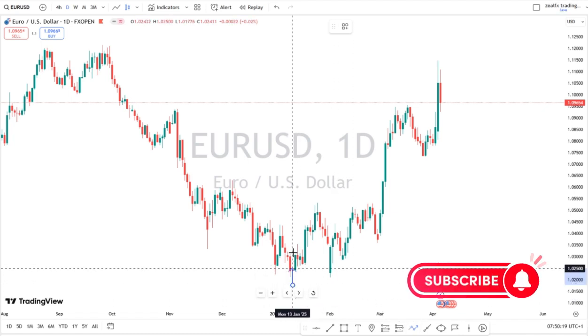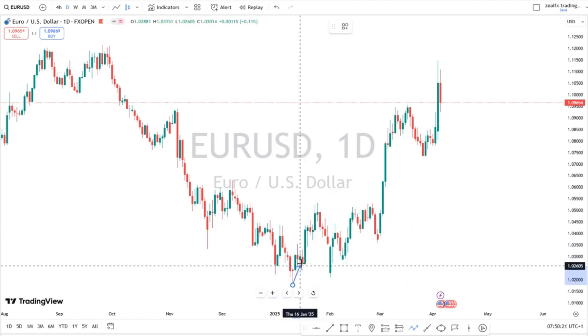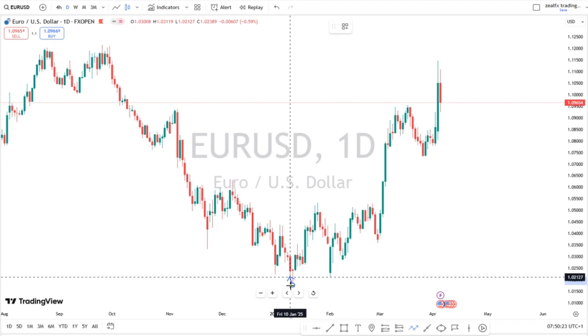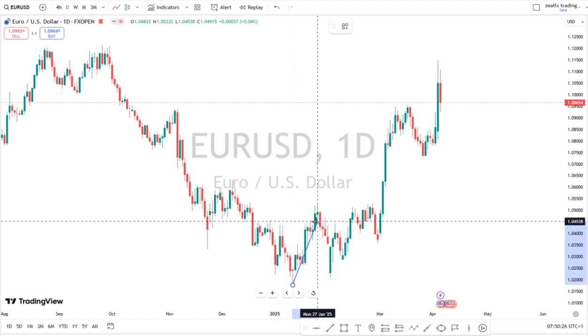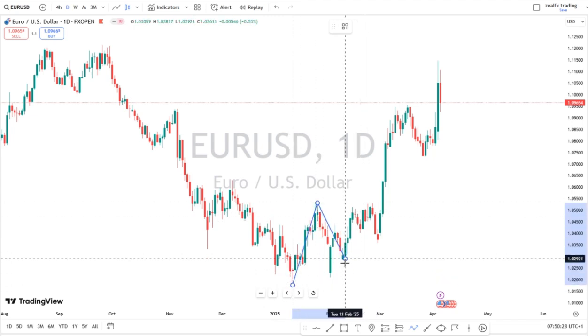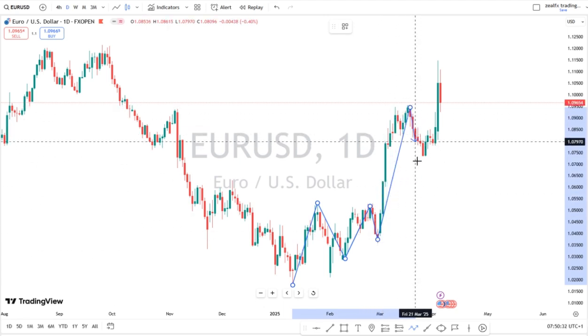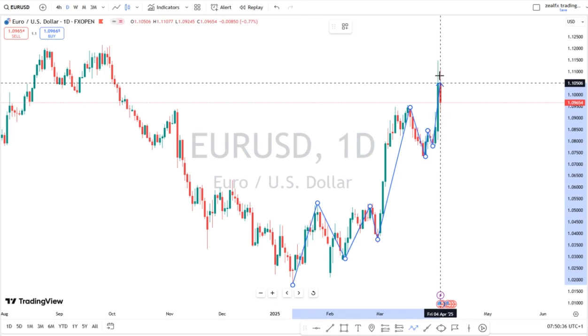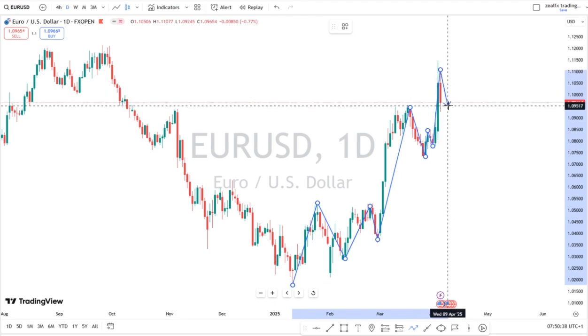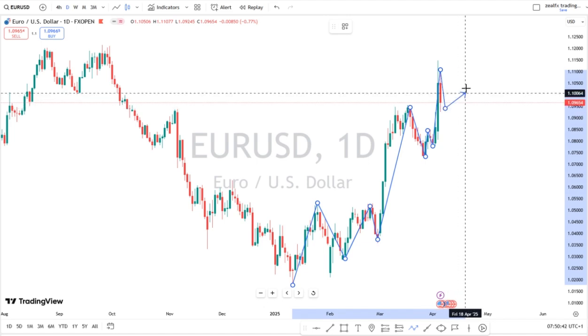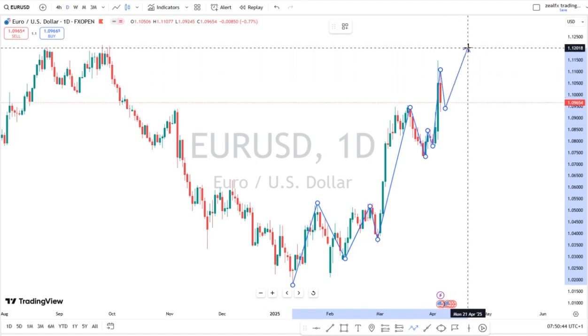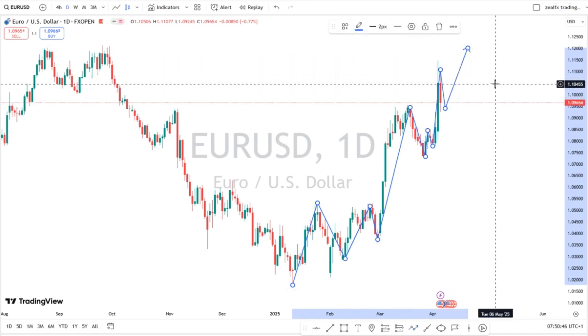The Euro USD on the daily chart still has an uptrend structure, with a series of higher lows. So long as we have this series of higher lows, we still expect price to continue to push higher. We expect price to retest this zone and then push higher to this zone on the Euro USD.